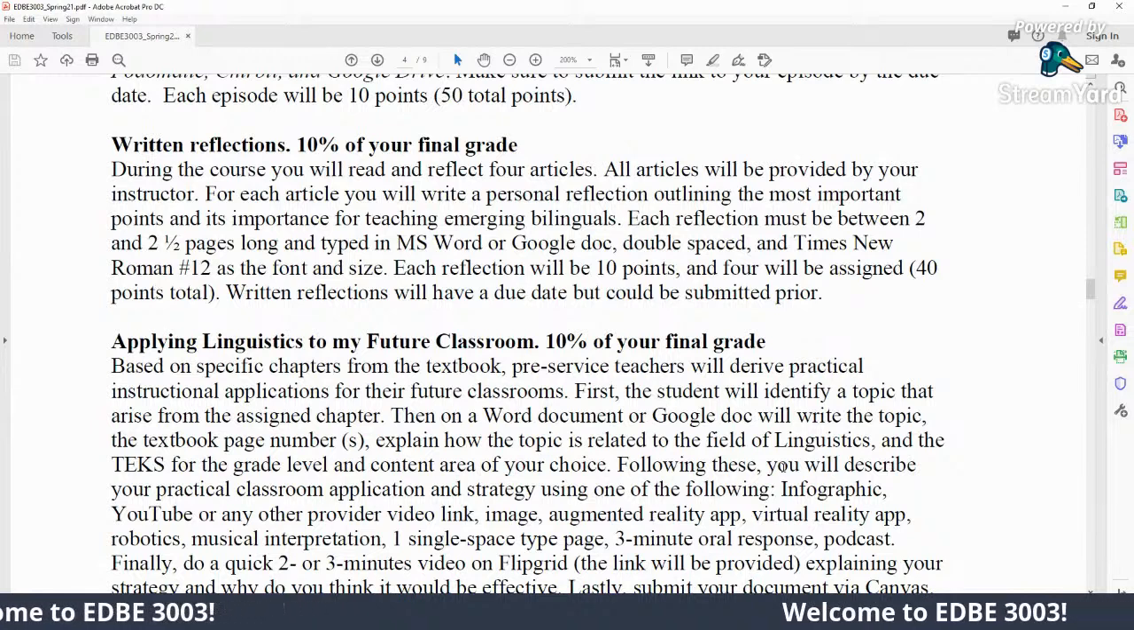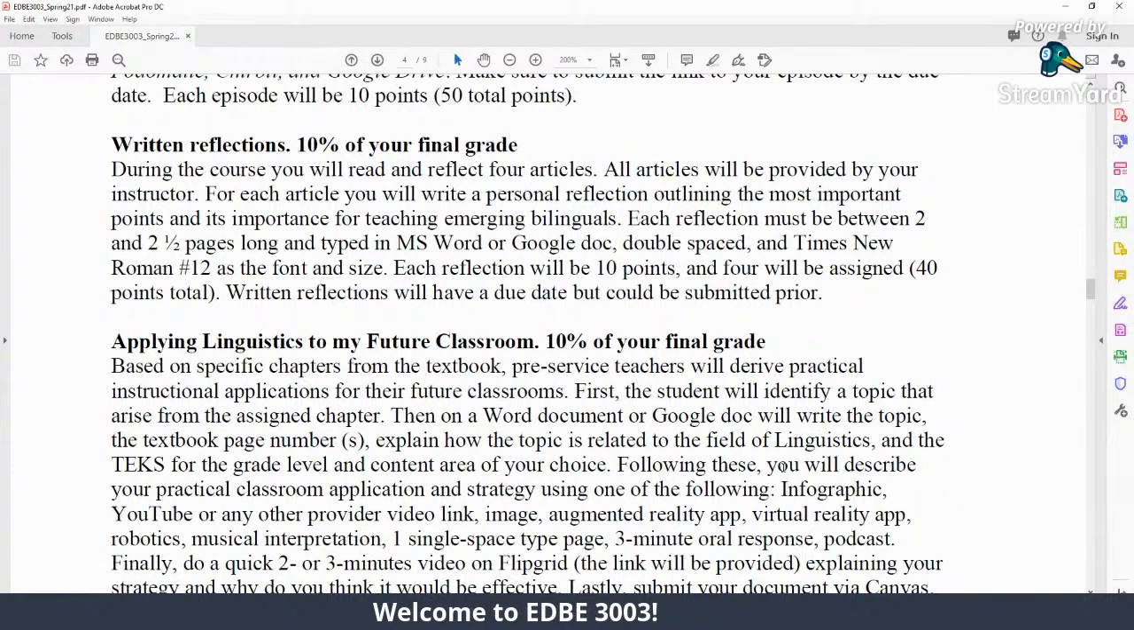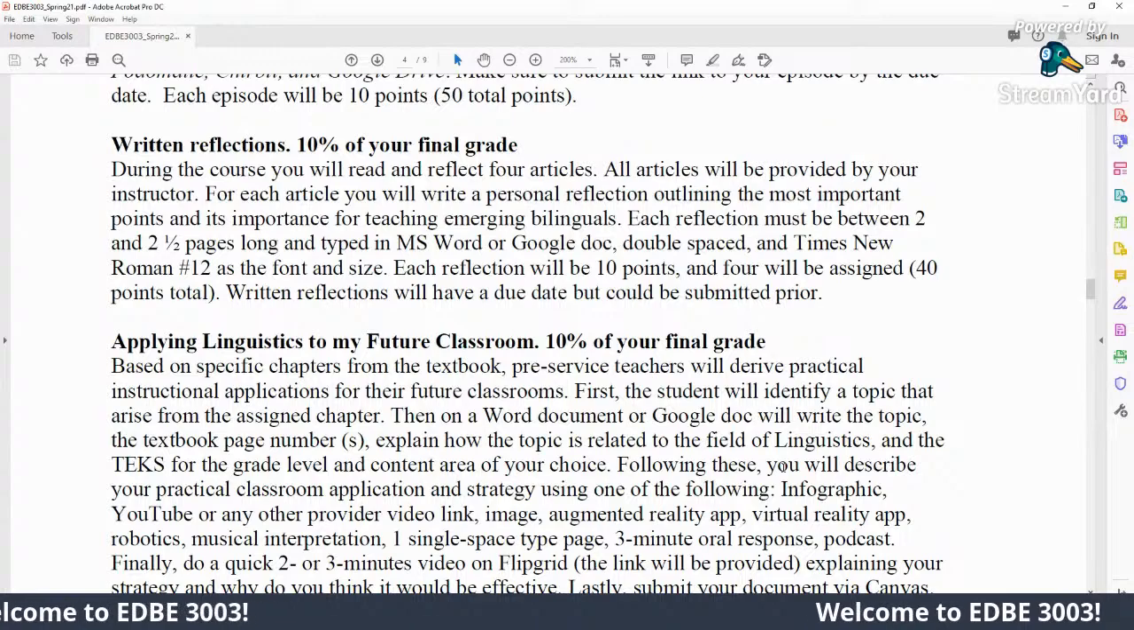Each reflection will be 10 points, and 4 will be assigned, 40 points total. Written reflections will have a due date but could be submitted prior.